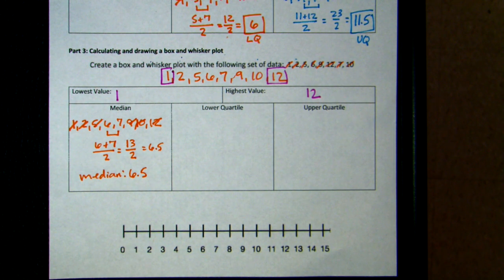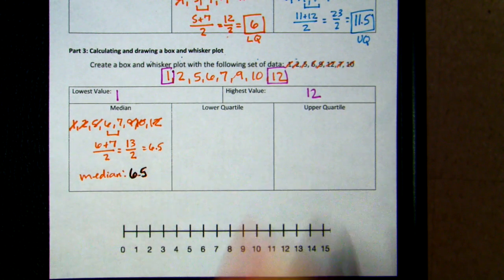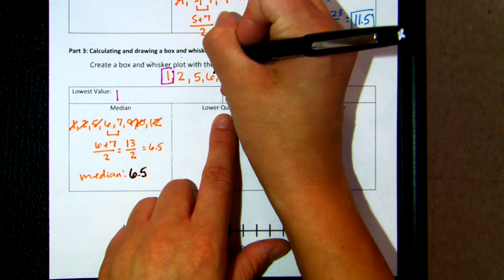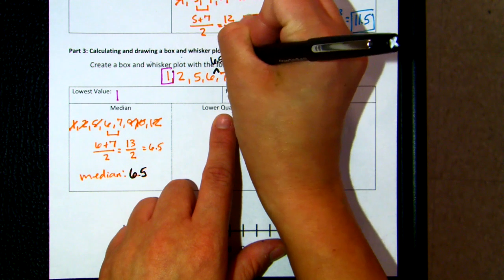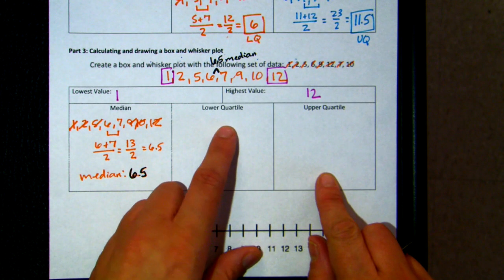Like I said before, sorry, I probably should have done that in a different color. We'll call our new median 6.5. We'll write it in black. I'm going to write in my new median so I know how to better calculate my lower and upper values.